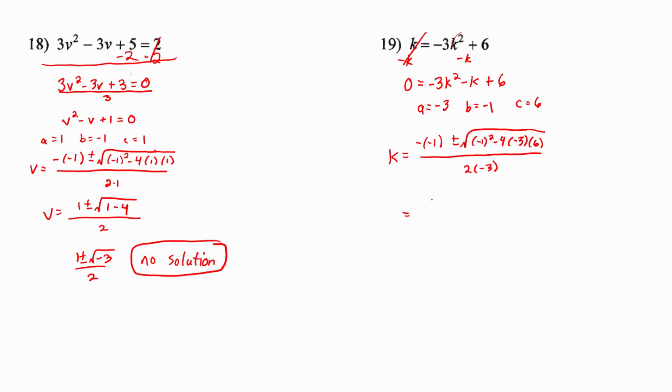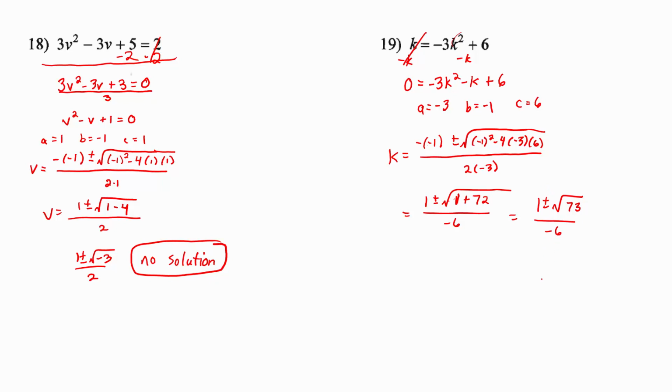So our negative b turns to positive 1. And then we've got 1. We got 2 negatives, so that's going to make us add. 4 times 3 is 12, times 6 is 72. 2 times negative 3 is negative 6. So 1 plus and minus square root of 73 over negative 6. 73 is a prime number, and so there's nothing we can do.